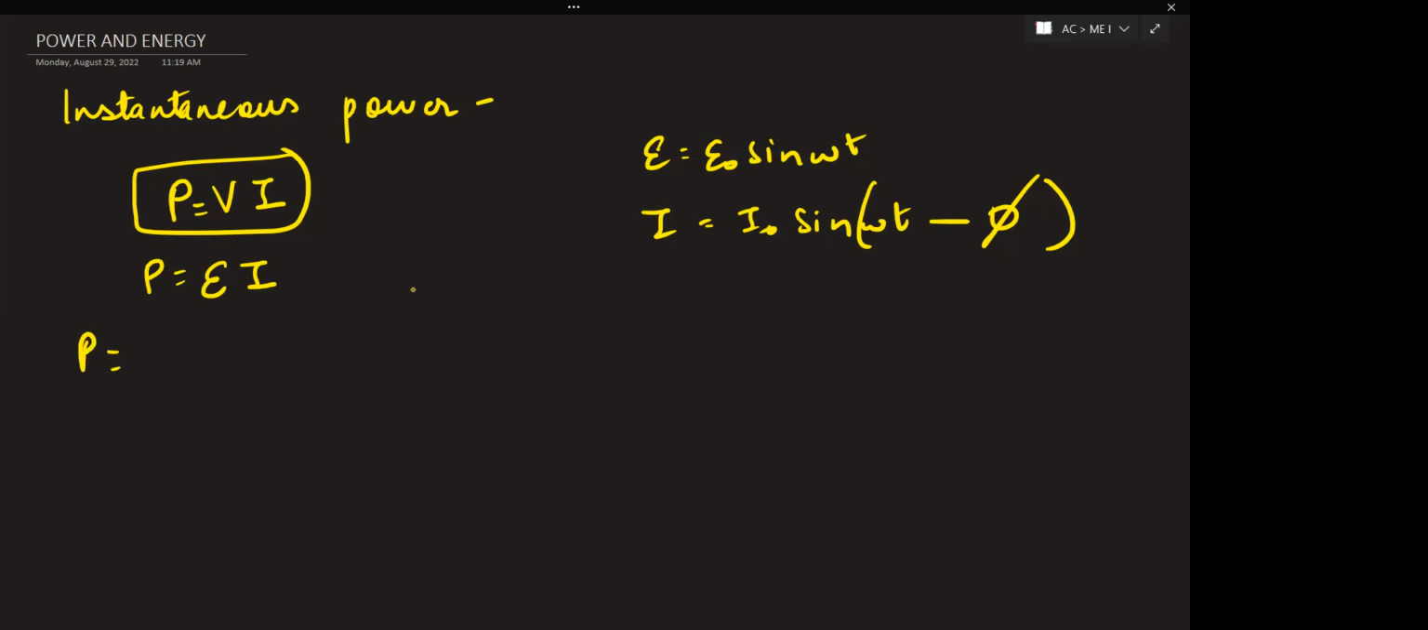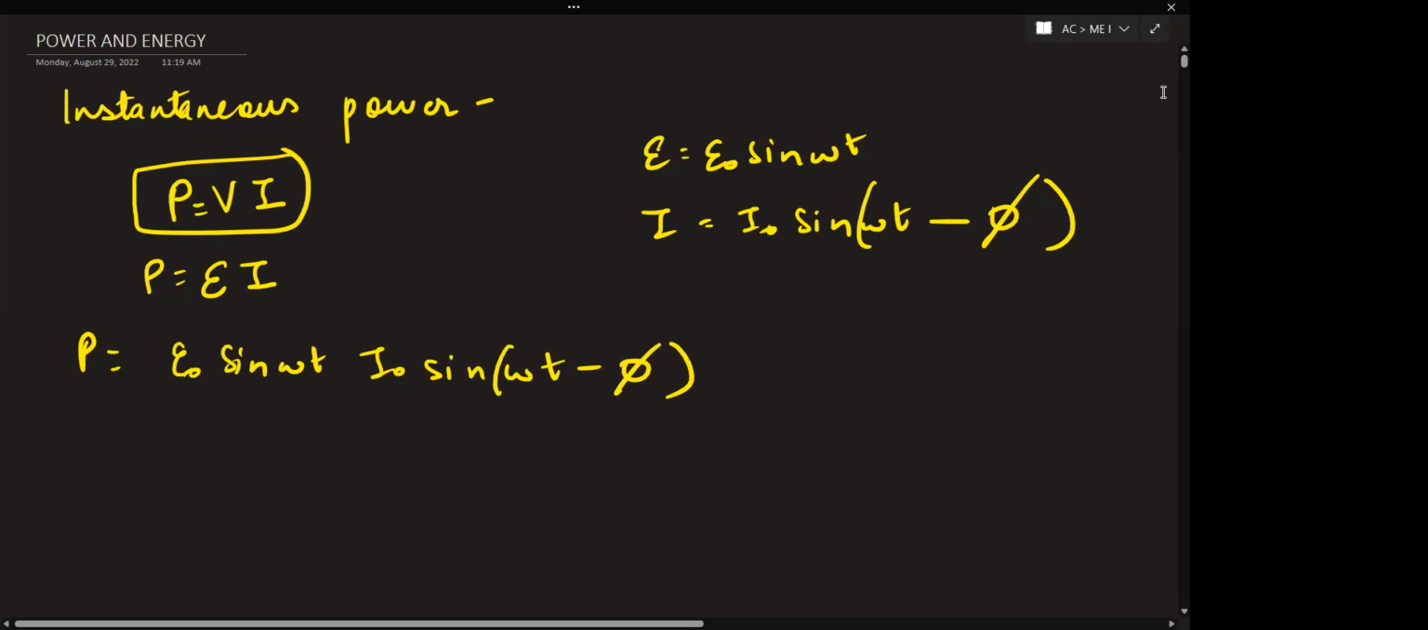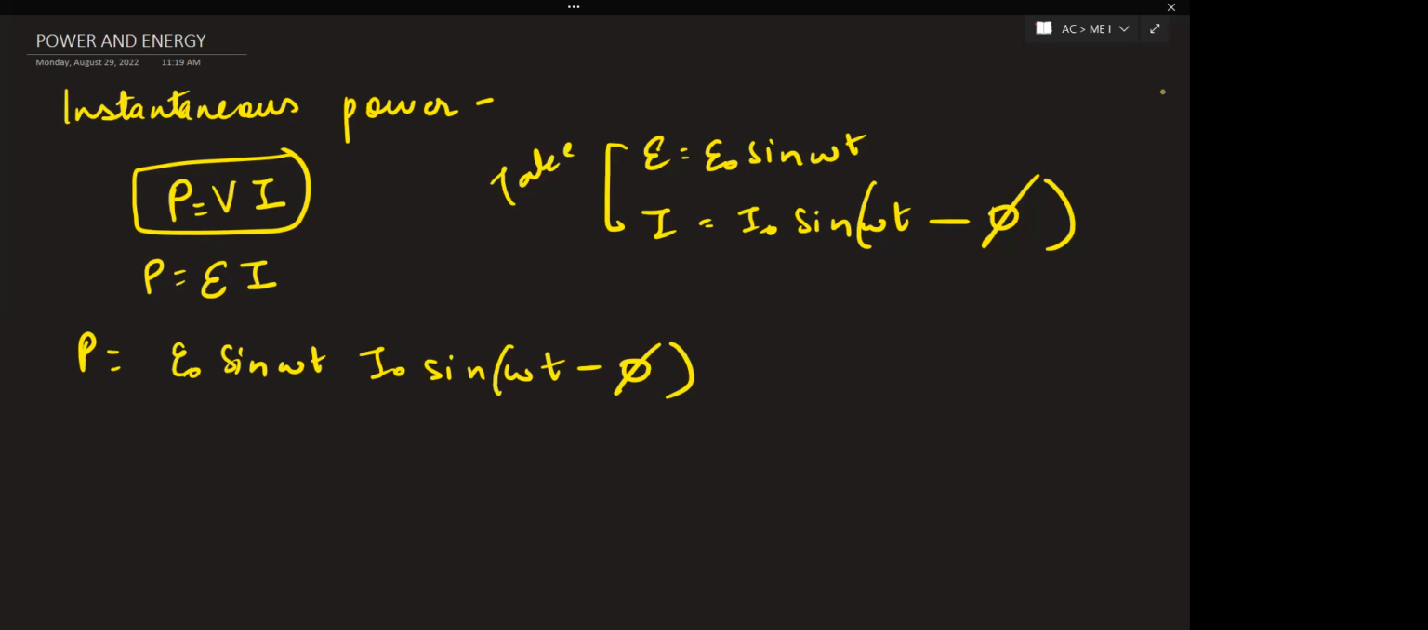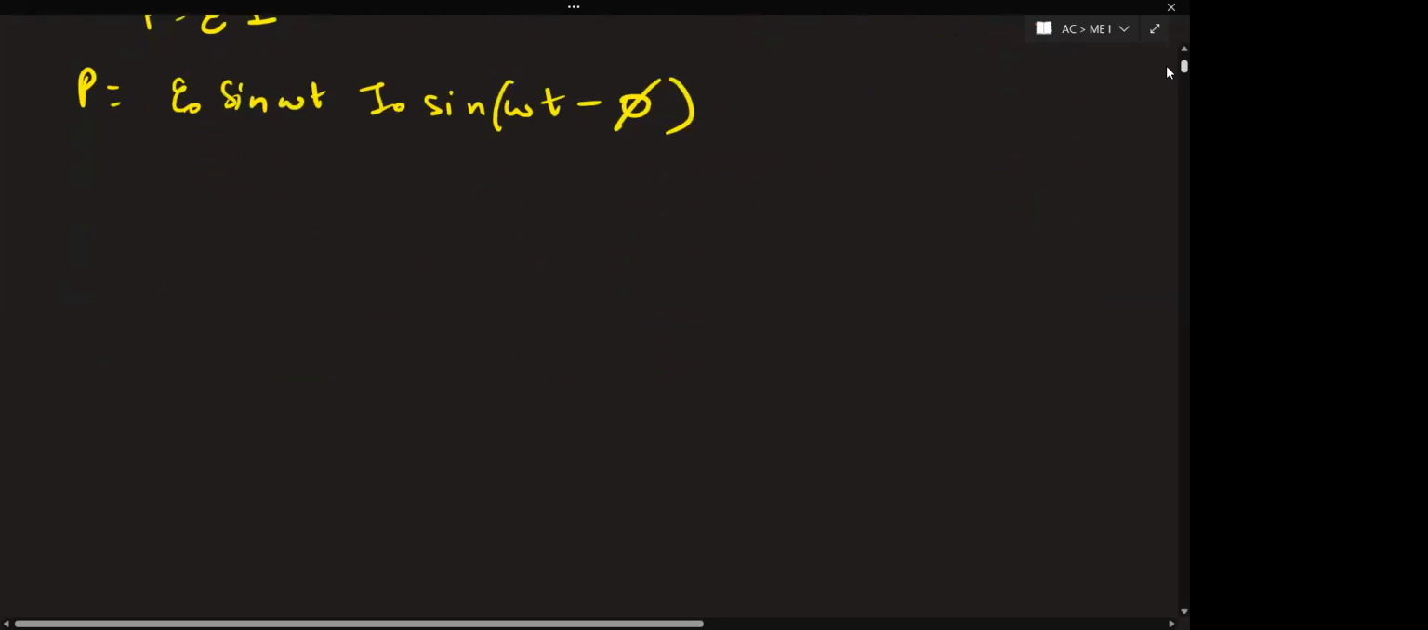Why will the answer be the same? Even if you write E naught sine omega t multiplied by I naught sine omega t minus phi, or put the minus phi on the other one instead, since it is multiplication, A into B or B into A will give you the same answer. That's why there is no difference. According to the situation you can take. And if the derivation comes, you can easily write E is equal to this, E naught is equal to this, like this.